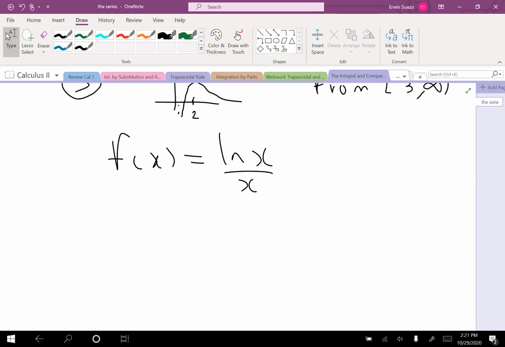So we need to find the first derivative. The first derivative of this is going to be f prime of x. What is the first derivative? Everybody find me this derivative. Let me give you 2 minutes to find this derivative and show me that it's really decreasing. Okay.